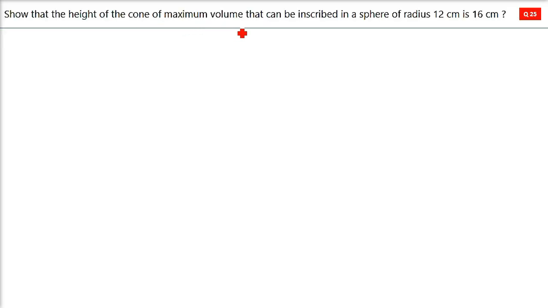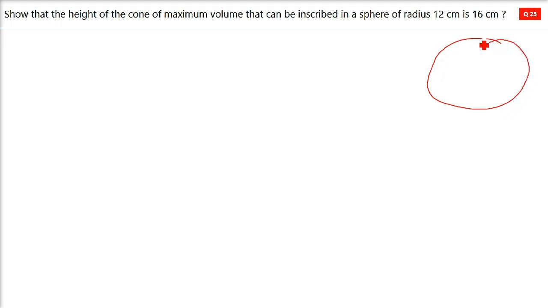Show that the height of the cone of the maximum volume that can be inscribed in a sphere of radius 12 cm is 16 cm. Now this question we have already done. The values were not there, but this kind of question we have already done. So we'll directly deal with the expression we got.